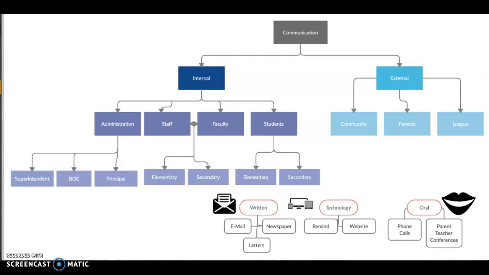Okay, so when it comes to our internal communications, we have to think about who communicates and how does that happen. So typically at USD 297, our administration will communicate with all of us. That would be the superintendent, the Board of Education, the principal. Those people communicate to us directly as teachers.